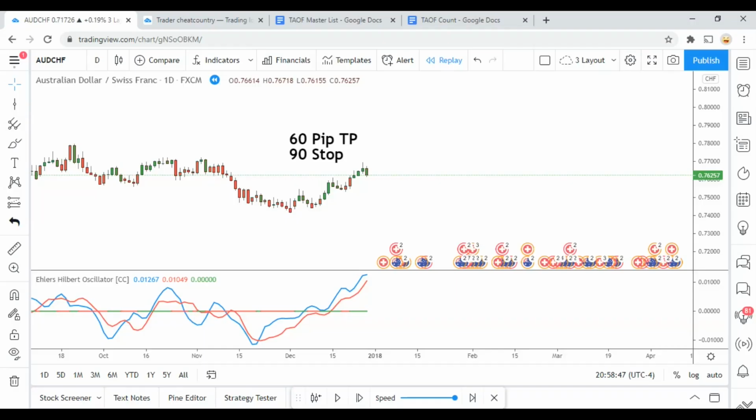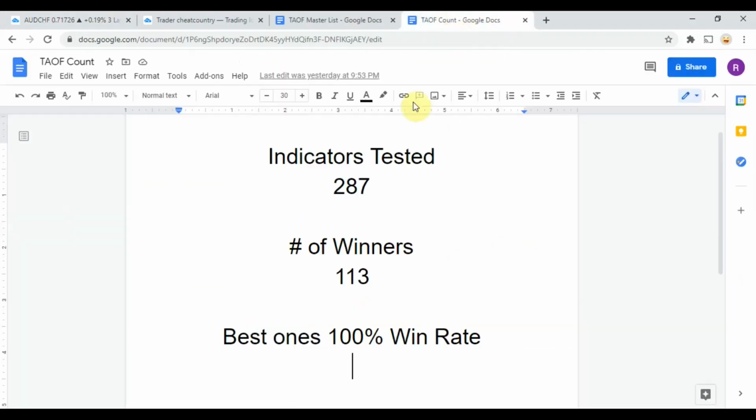Alright, as I said, today we will be testing Ehlers Hilbert Oscillator. Before we do though, I wanted to put the indicator scoreboard up for everyone to see. So, to date, we have tested 287 indicators. And out of those 287 indicators, 113 of them have been winners, which means that they have met or exceeded the 60% win-loss ratio threshold that we have set for them. The best ones so far were able to achieve a 100% win rate.